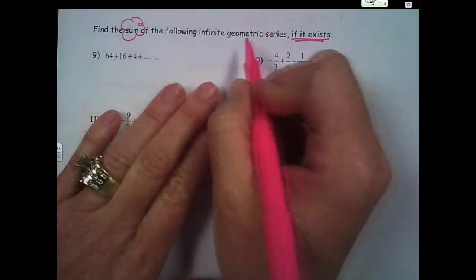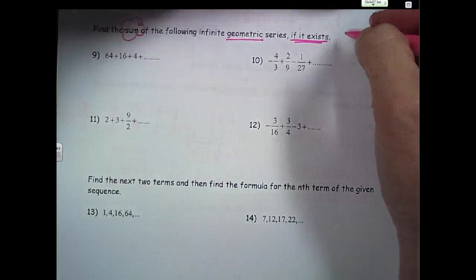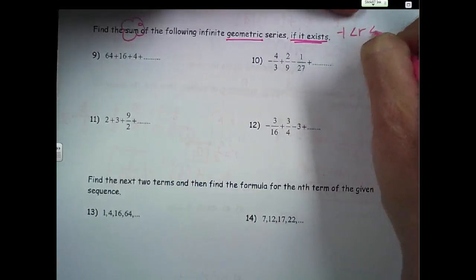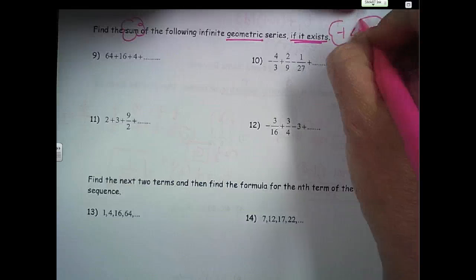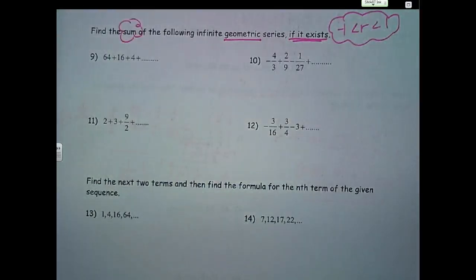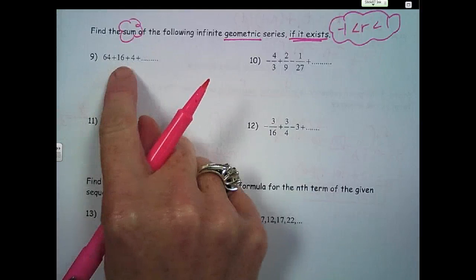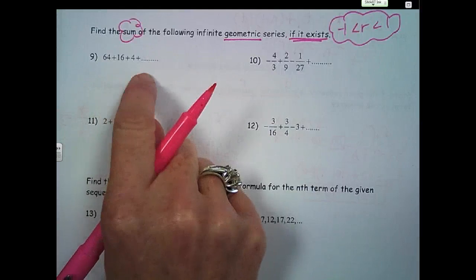It tells you it's geometric already, so you know you're gonna look for R. But the rule is, R has to be between -1 and 1. Otherwise, there's no sum. Okay? And the other way to think about it is your series has to get smaller. You can't add up numbers that are not going to get closer and closer if your numbers are getting bigger.